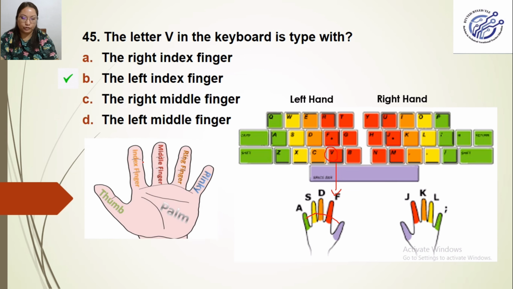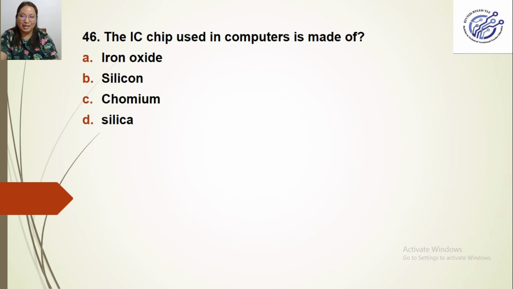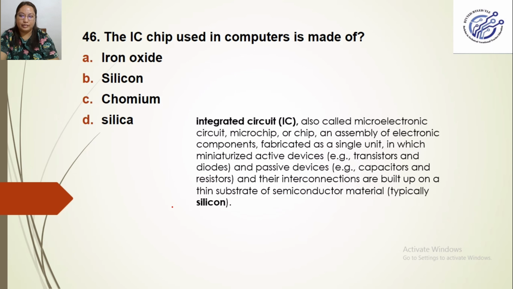So index po yung tinatawag po natin dito. So ito po yung matawag ng ating mga finger na yan. So again sa 45, we have letter B, the left index finger, yung ginagamit natin sa pagta-type ng letter V. So sino po yung gumagamit dito? Kasi ako po, hindi ko po kabisado yung ito. So kahit na anong finger po yung ginagamit ko sa pagta-type. So number 46, the IC chips used in computer is made of, so diretso din tayo.